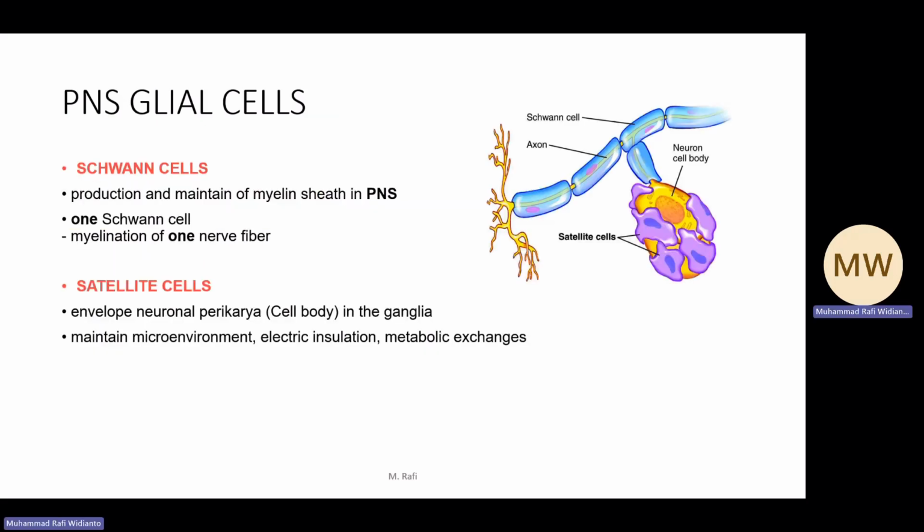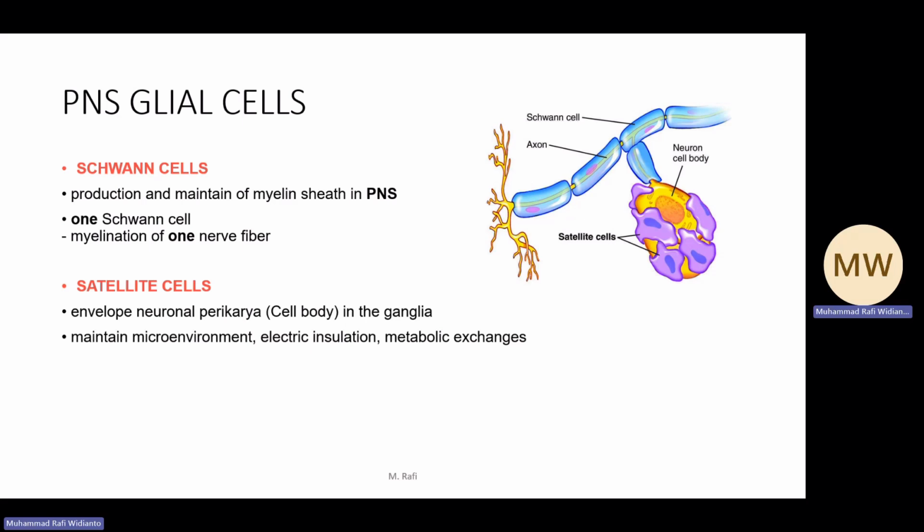And lastly, we have the PNS glial cells, which are Schwann cells and satellite cells. Schwann cells, we explained before, are basically producing the myelin for PNS, and they only myelinate one axon of one portion. And satellite cells are also enveloping the cell body in the ganglia of the PNS, and they are used for maintaining the microenvironment and also used for metabolic exchanges like waste and nutrition.